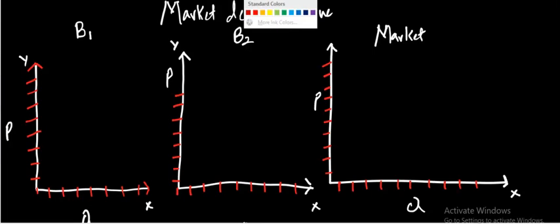Now, to explain what a market demand curve means, let us take an example that there are two buyers. There are only two buyers in an economy who are buying a commodity, wheat.